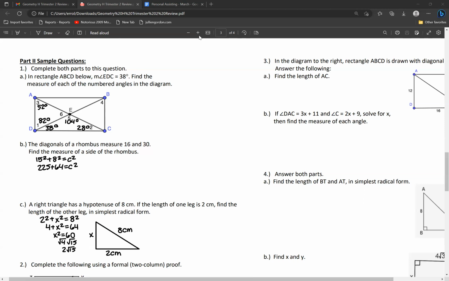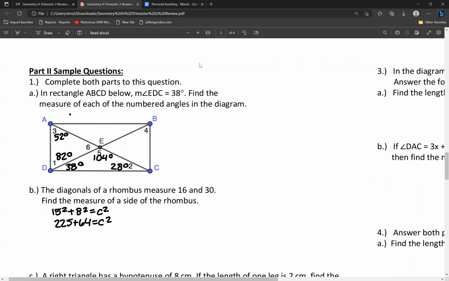So I did 80. Okay, so let's draw this again. Here's your rectangle. A B. All right, tell me how you did it. Okay, so the only thing they give you is this is 38, and they tell you that it's a rectangle, right? What do you know about rectangles?